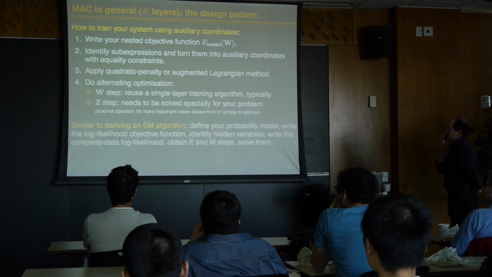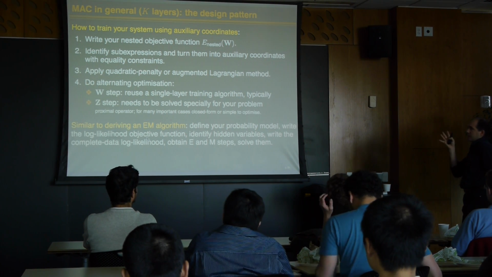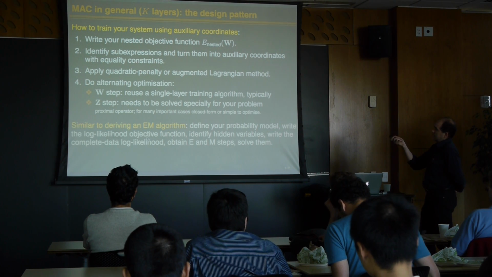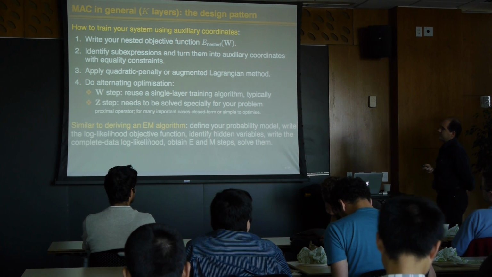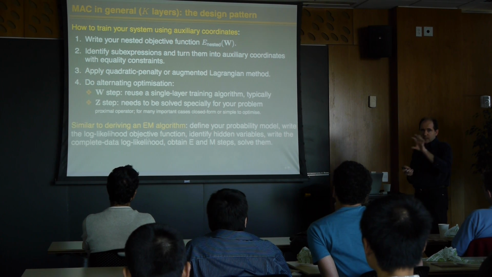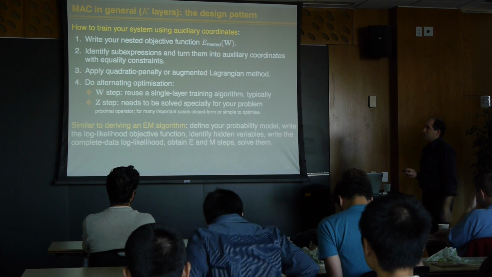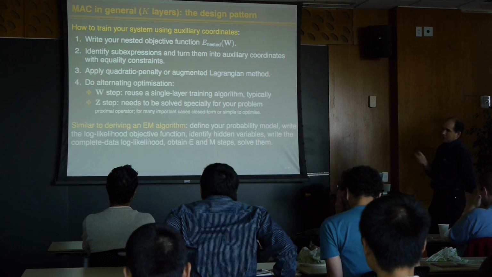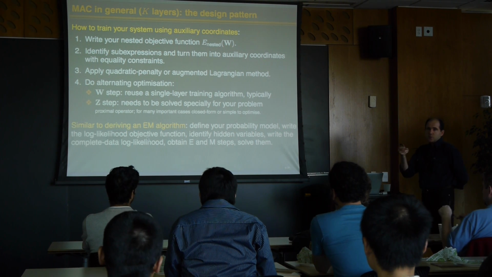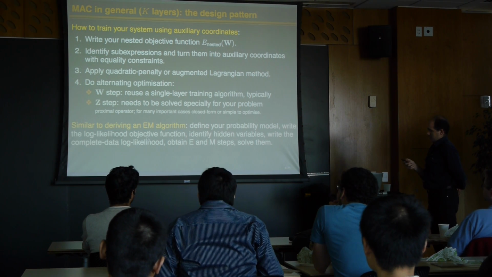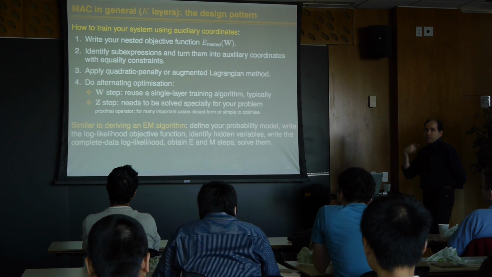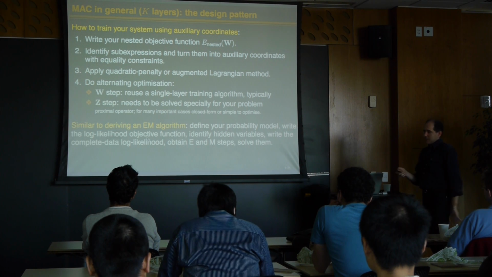Okay, so now to summarize this, the design pattern, if you want to apply this algorithm, is as follows. You write your nested objective function, first of all. Then you look at it and identify sub-expressions inside it that are nested, and then take them out by introducing auxiliary coordinates with equality constraints. And you can do this in different ways. Usually there is an obvious one, but there may be more. And then you apply the quadratic penalty or the augmented Lagrangian to that. You apply alternating optimization to that, and that gives you the two steps.